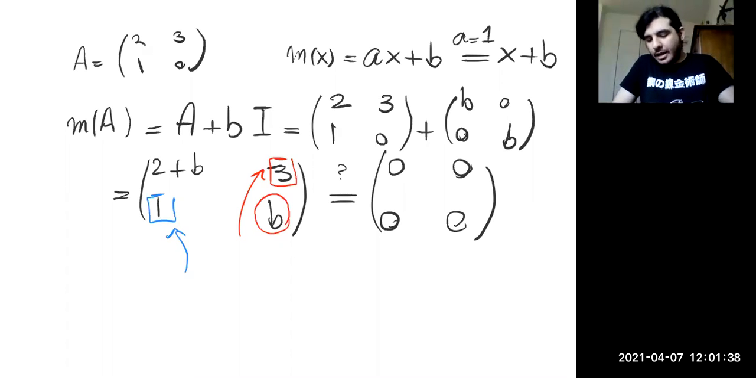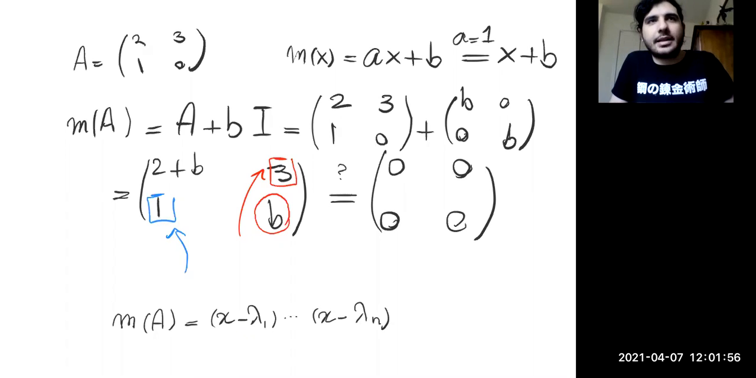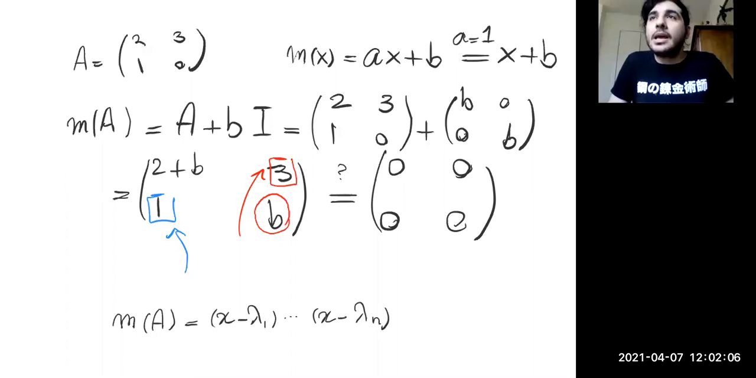No. If I understand correctly, you are proposing this conjecture that the minimal polynomial of any matrix should be x minus its first eigenvalue to the power 1 times x minus its last eigenvalue to the power 1? Is that what you are guessing? Yeah, that's what I'm guessing. That is close to the correct statement, but it's not true.